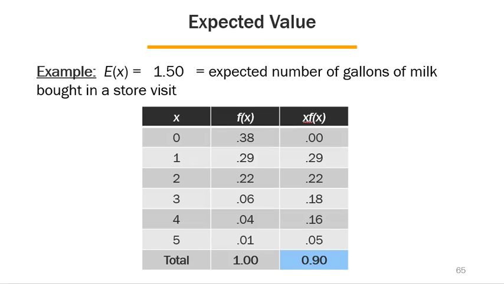So here's an example of computing the expected value. You just take this table. Let's suppose it's the number of gallons of milk that might be bought in a store visit. The possible values are 0 through 5. The column f of x gives us the probability, and then the column x times f of x is just the product of the two, and there at the bottom where it says total, we've summed those up. If we add them all up, we get 0.9. So the expected number of gallons of milk purchased would be 0.9.